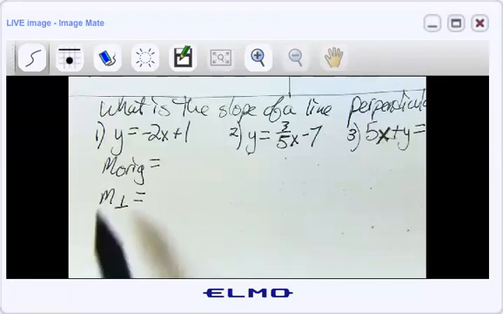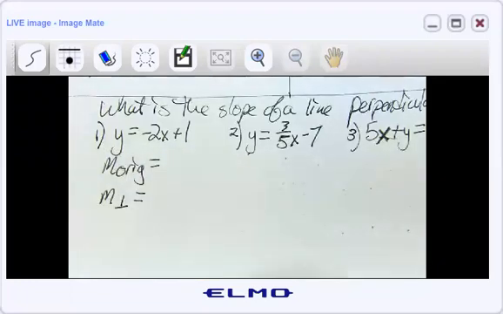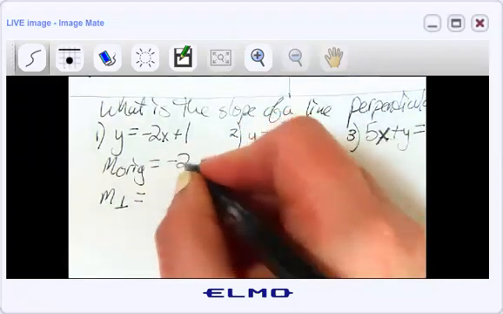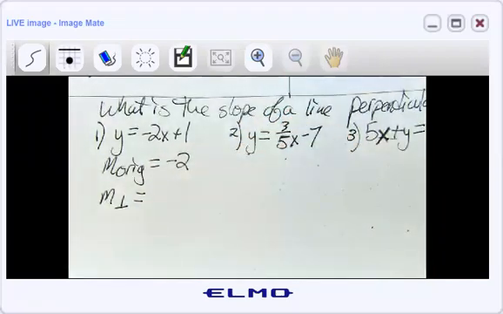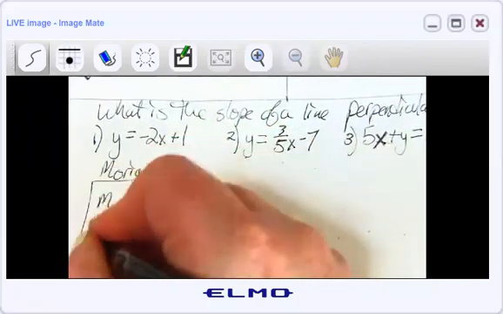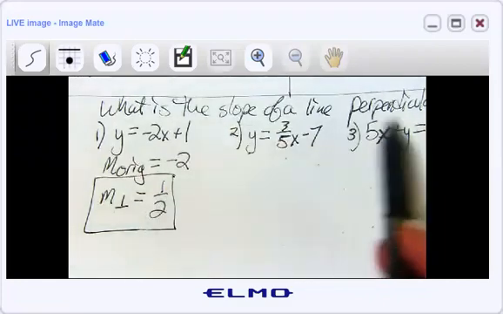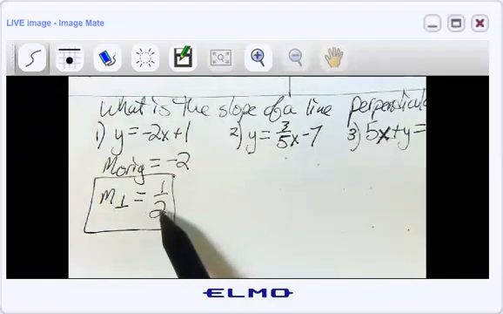Sophia, number 1, can you tell me what the slope of this original line is? Negative 2. Correct. So what would the slope of a line perpendicular to it be? 1/2. Positive 1/2. Correct. So that's my final answer. So on your homework tonight, you're looking for this number when they're asking for slope of a line perpendicular to, right? So there it is.